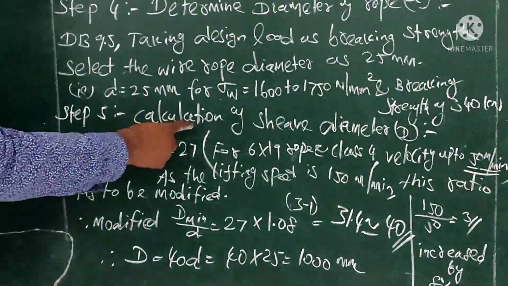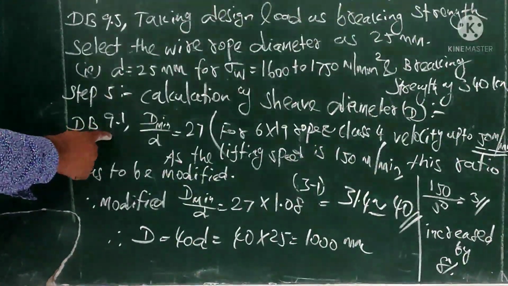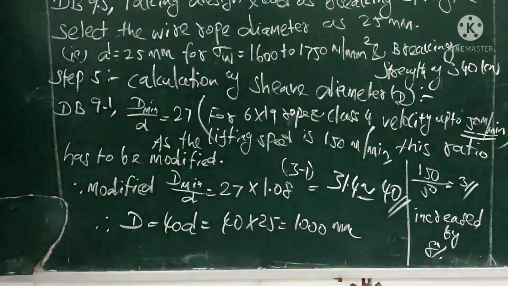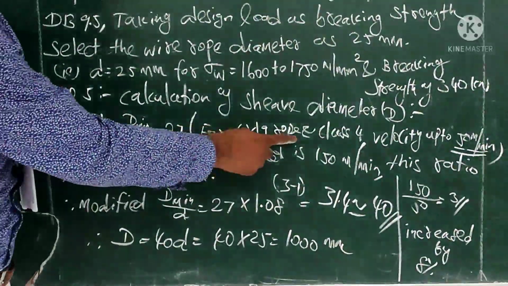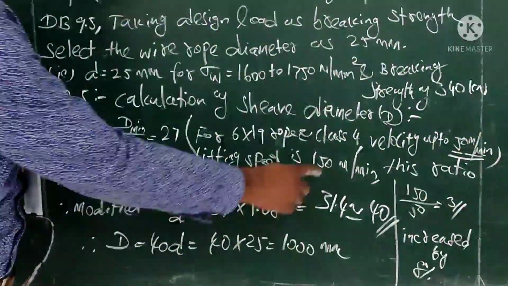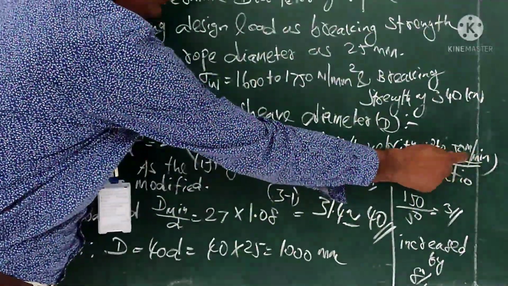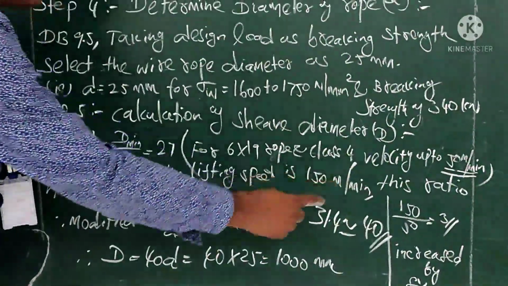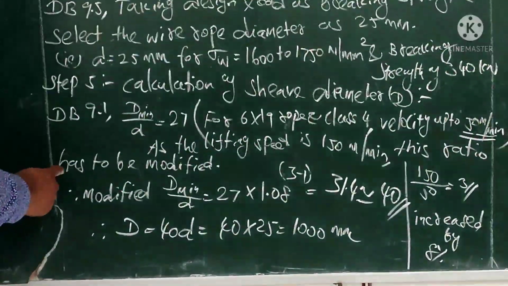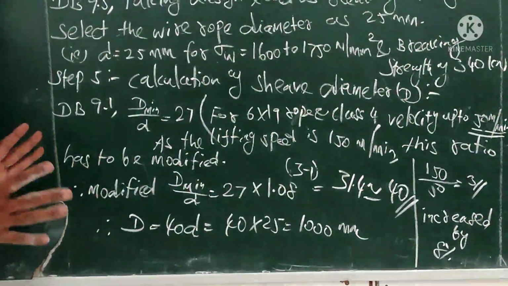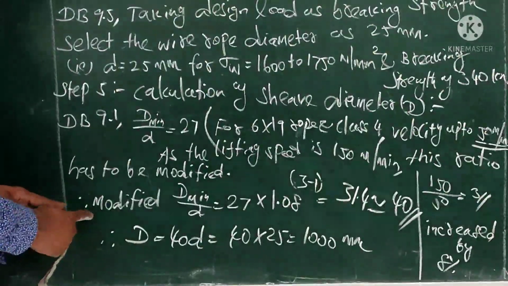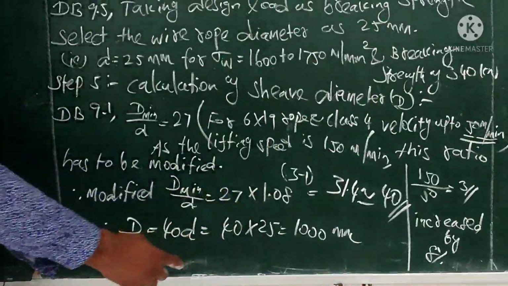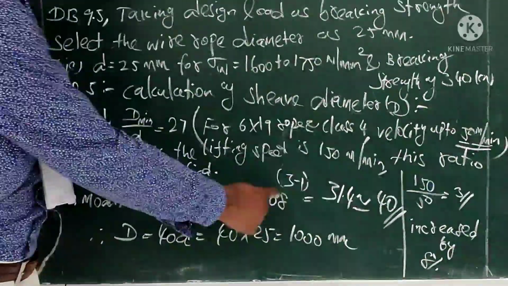Step number 5, calculation of sheave diameter. From data book page number 9.1, D minimum by d is equal to 27 for 6 × 19 rope and class 4. We have selected this value. It is applicable only up to 50 meter per minute. As the lift speed is 150 meter per minute, this ratio has to be modified. So here we need to do some modification. Therefore modified D minimum by d is equal to 27 times 1.08^(3-1).